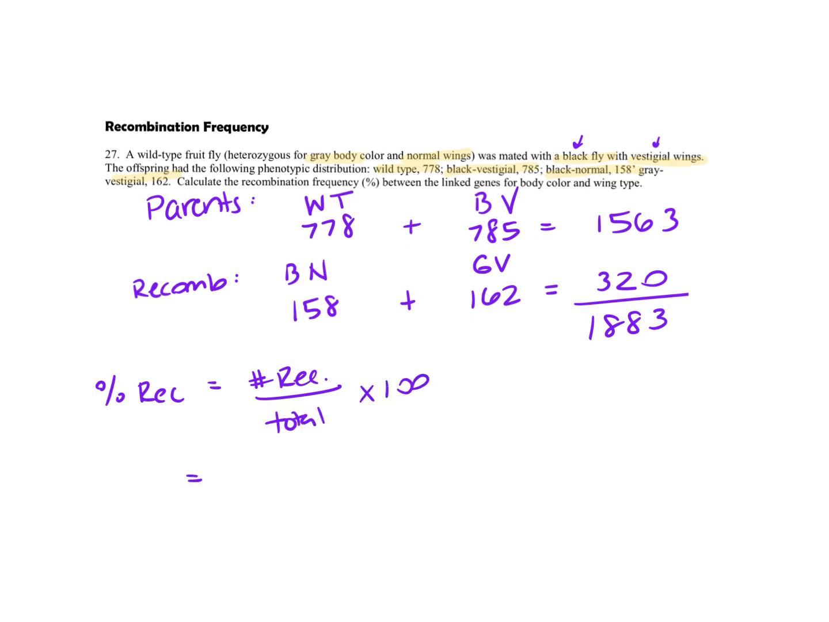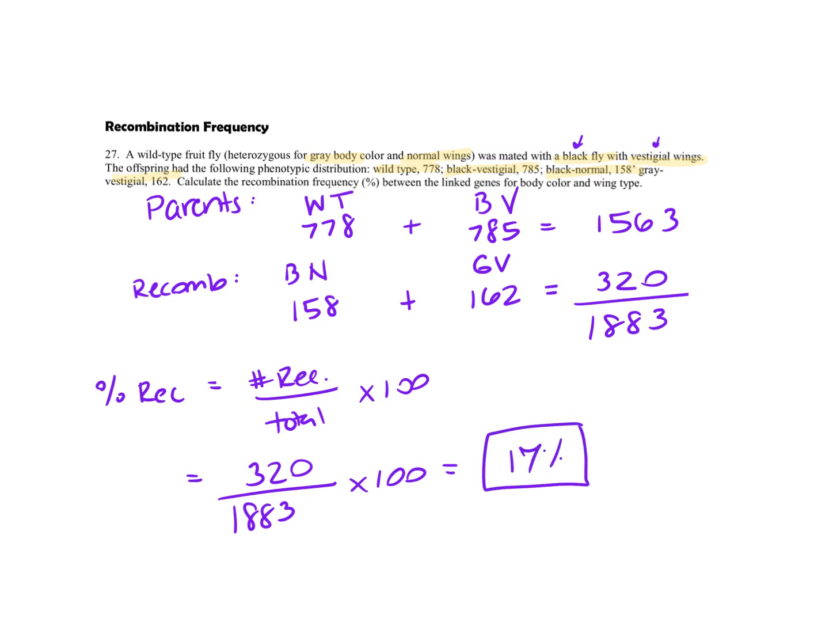So I'm going to do number of recombinants, 320. That's why it's easier to add them separately. Over the total number of offspring, not the normal, right? I'm doing it over the total times 100. And you're going to get 17% were recombinant.